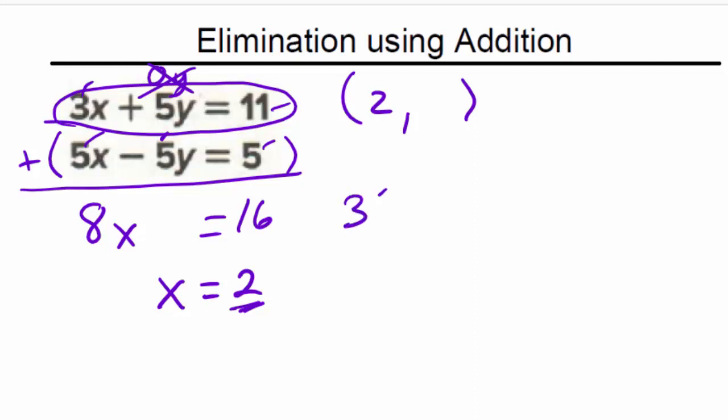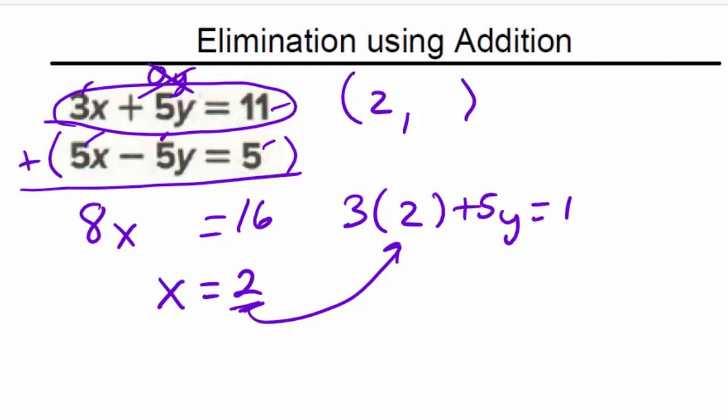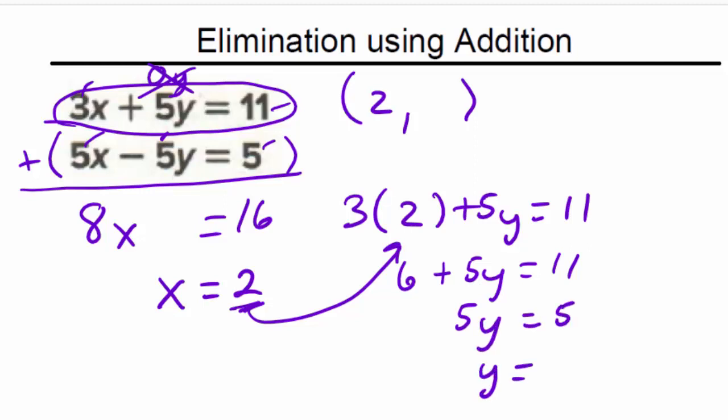So that would be 3 times, and in place of x, I'm going to put 2. So that 2 is going to go there. Plus 5y equals 11. And just keep solving. So 3 times 2 is 6. Plus 5y equals 11. Subtract 6 from both sides. So 5y equals 5. Y ends up equaling 1. And there's our solution using addition.